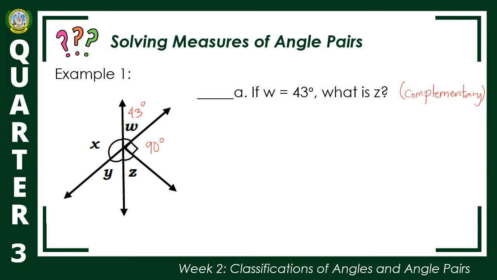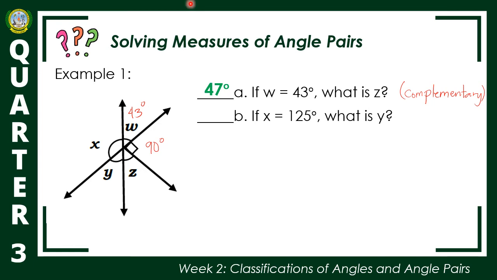Okay? Subtract 43 from 90. And that is 47 degrees. Okay? So, check po natin, 47 plus 43, that will give us 90 degrees. So, 90 na tong dalawa, plus 90 pa tong nasa gitna, edi 180 na silang tatlo. Okay? Ayan, naka-form sila ng straight angle.